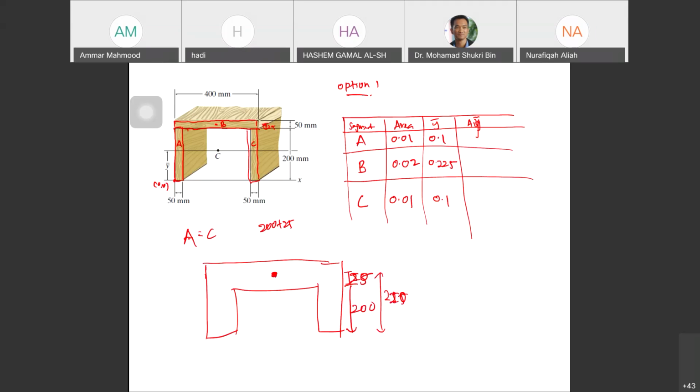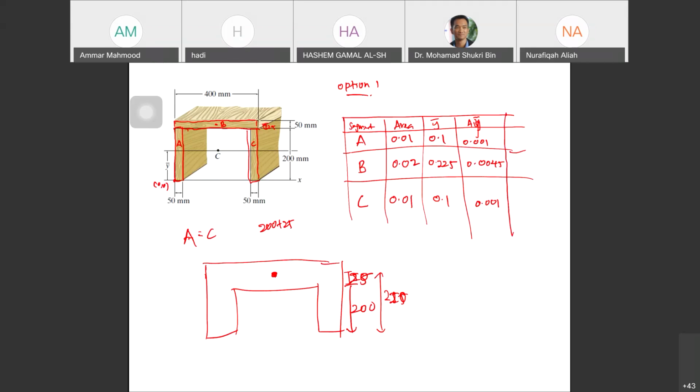Okay, and then you can simply multiply 0.01 and 0.02 times 0.225, you get 0.045, and the rest is the same. If you're not comfortable with so many zeros, you can also make it in millimeters, in mm. Here I use meters.